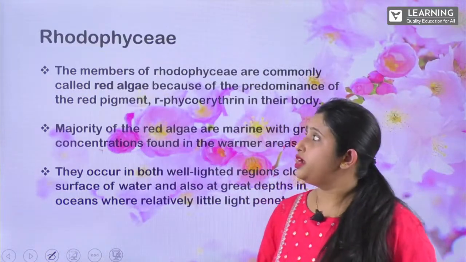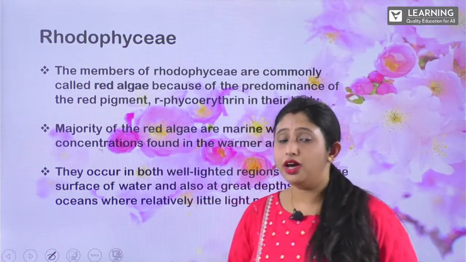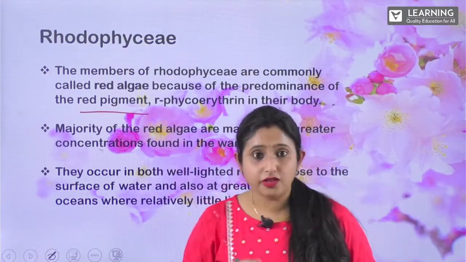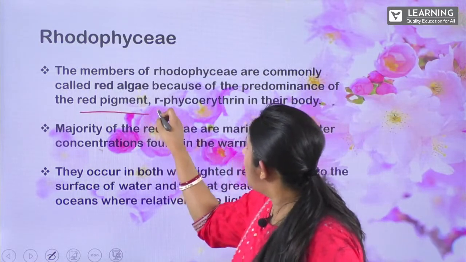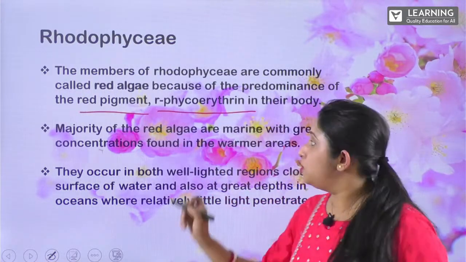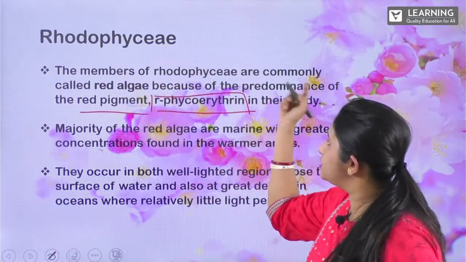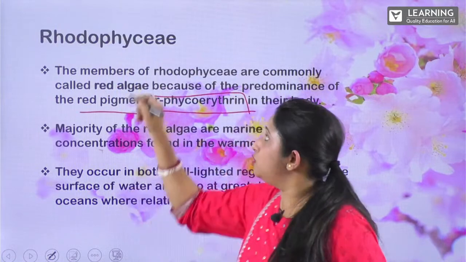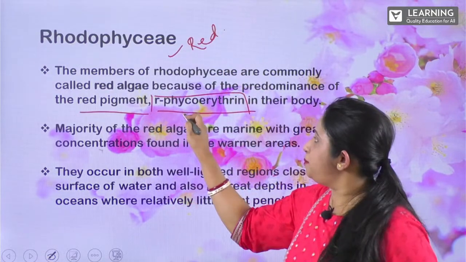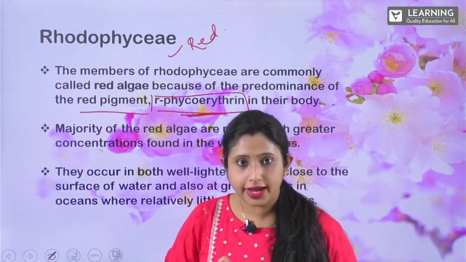Next one is Rhodophyceae. As you know, Rhodophyceae means red algae, right? They have a red pigment. What is that red pigment? The pigment present in their body is known as R-phycoerythrin. Rhodophytes are commonly called red algae. So the pigment is R-phycoerythrin.